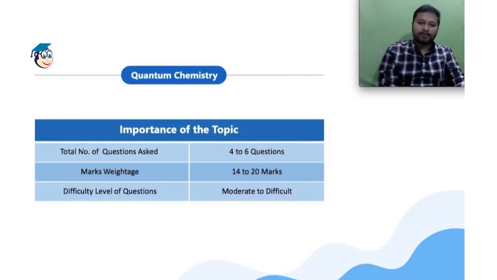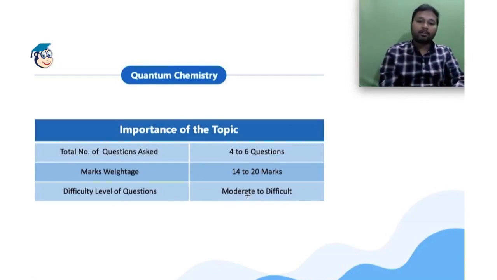Generally, if you talk about quantum chemistry, in CSIR NET you will get around 4 to 6 questions from this topic from both sections, part B and C of your question paper. It carries about 14 to 20 marks weightage if you leave behind the chemical bonding part. The difficulty of the questions is from moderate to difficult.